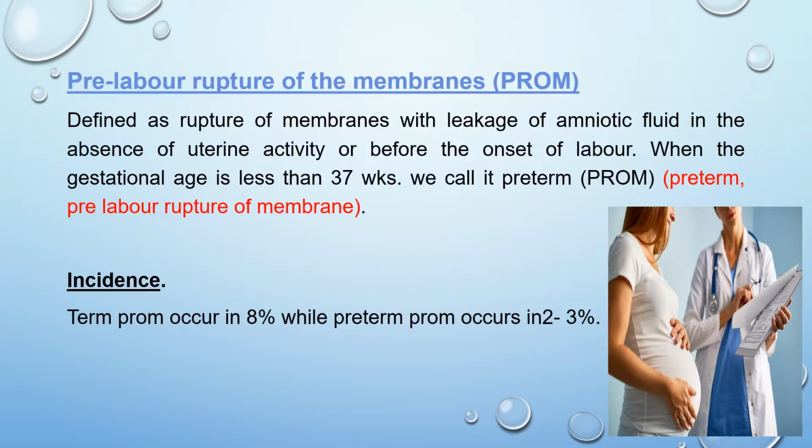Pre-Labor Rupture of the Membrane is defined as rupture of the membrane with leakage of the amniotic fluid in the absence of the uterine activity or before the onset of the labor. When the gestational age is less than 37 weeks, we call it preterm pre-labor rupture of the membrane. The incidence of this condition occurs in about 8% if term, and 2 to 3% if preterm.